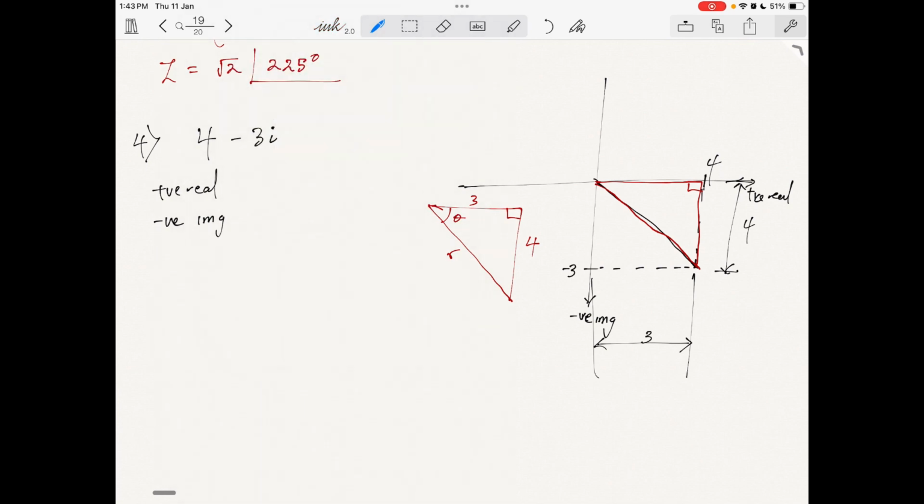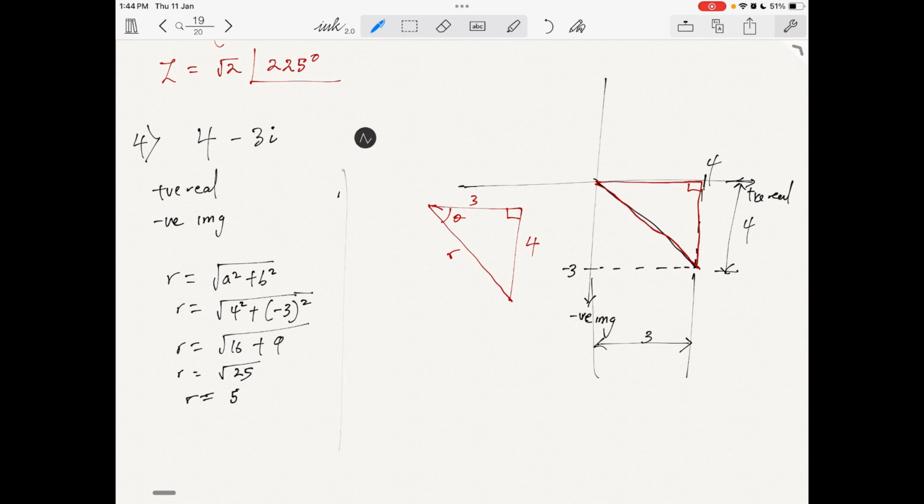Now we can calculate our modulus R, which is equal to the square root of a squared plus b squared. So our modulus R will be equal to the square root of 4 squared plus minus 3 squared, because a is equal to 4 and b is equal to minus 3. So our R will be equal to the square root of 16 plus 9, which is root 25, and R is equal to 5.